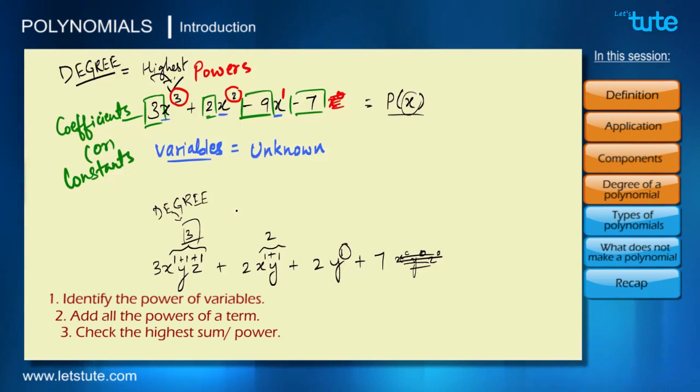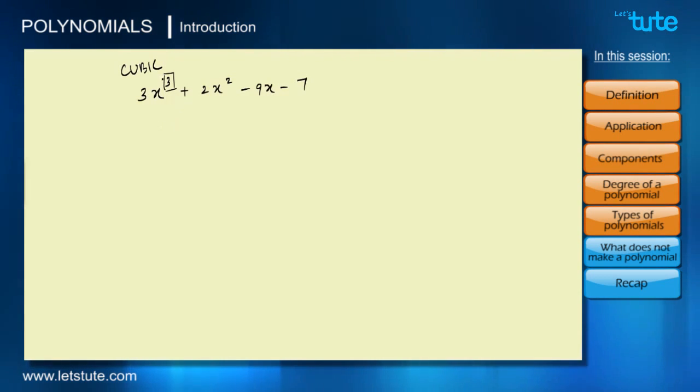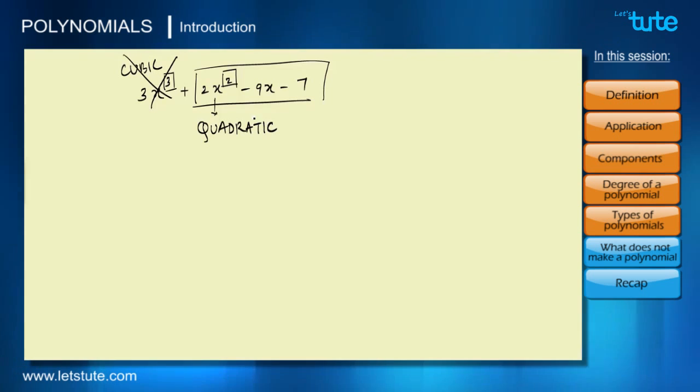Now why are we focusing on this degree so much? Because on the basis of this degree, we can classify polynomials into various types. Let's see how. A polynomial which has a degree of 3 will be called a cubic polynomial. Now if we did not have this particular term and it was only till this point and the highest degree was going to be 2, then this would be called a quadratic polynomial. So a quadratic polynomial is a polynomial with degree 2.